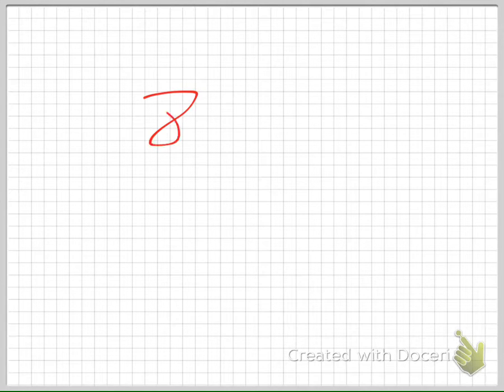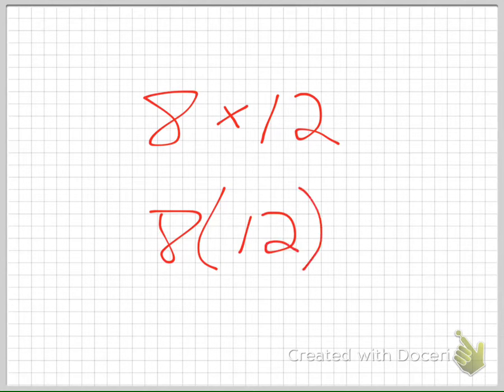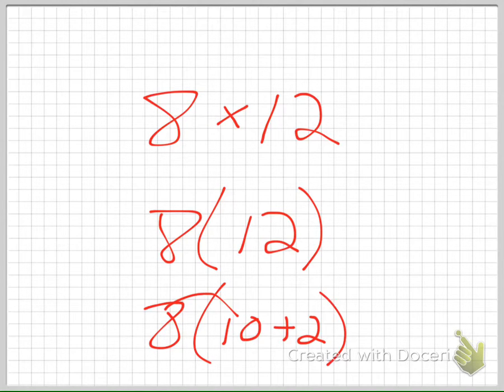If I have 8, and I'm going to multiply that by, we'll just say, 12. I know that a lot of you know that by heart, right? But really, it's no different than 8 times 12, which is no different than 8 times 10 plus 2. And what is 8 times 10? 80 plus 8 times 2, which is 16. What's 80 plus 16? 96. There's your answer.